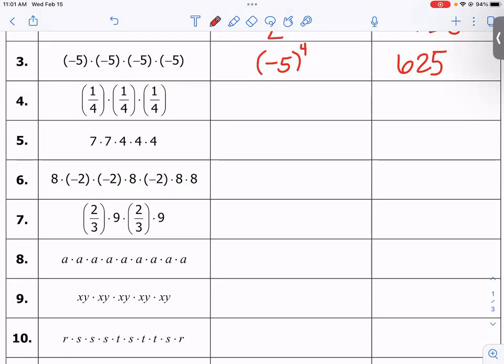When we have a fraction, I should just write 1/4 to the third power like that. We do need the parentheses if our base is negative or if our base is a fraction. Okay, now if we have 1/4 to the third power, what is that the same as? What's 1 cubed? What's 4 cubed? So we're gonna write it as 1/64.